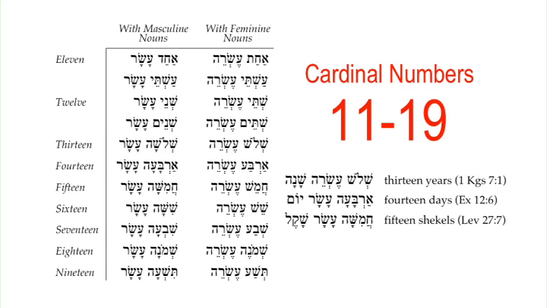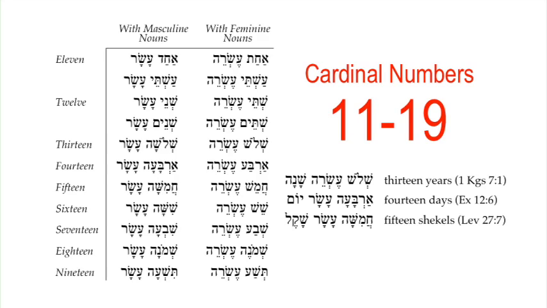In Hebrew, the plural translation of the noun Shana, or year, comes not from the number of the noun itself, but from the number of the number 13. It's not 13 year, it's 13 years.